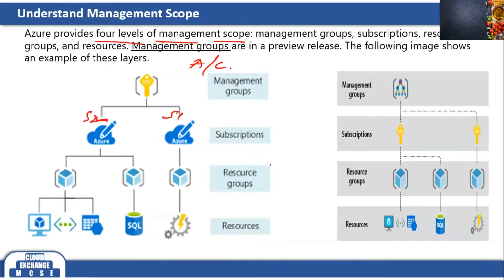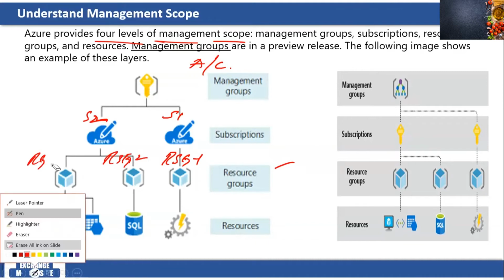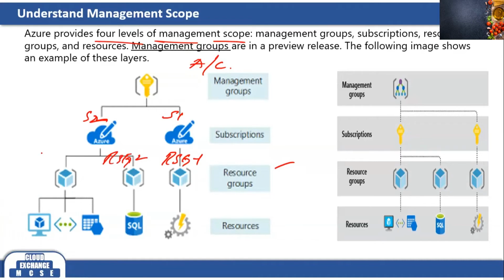In subscription 1, I created one resource group here by the name RSG1, and in that I created only one resource. In one resource group, you can create multiple resources also. For example, in subscription 2, I created two resource groups: resource group 2 and resource group 3, guys. Resource group 1 has only one resource. Resource group 2 has a SQL database. Resource group 3 has three resources: one is a storage account, one is a network, and one is a VM, guys.